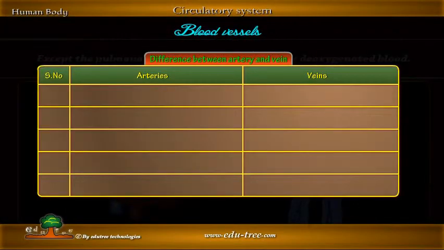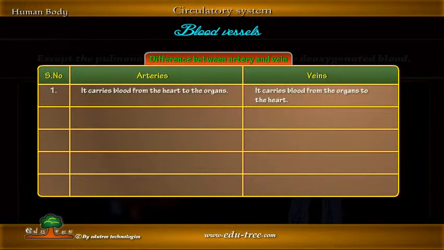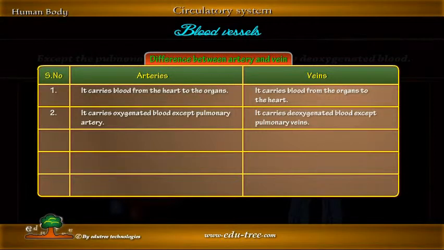Let's quickly take a look at the difference between arteries and veins. Arteries carry blood from the heart to the organs. Veins carry blood from the organs to the heart. Arteries carry oxygenated blood except the pulmonary artery. Veins carry deoxygenated blood except the pulmonary veins.